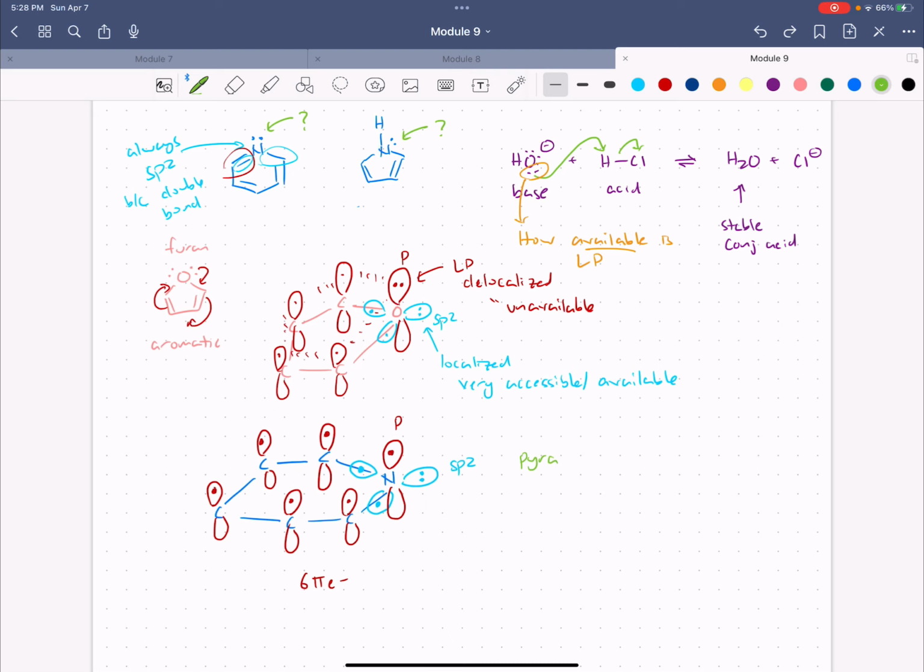Pyridine is aromatic. Add that to your list. And the lone pair is localized. It's accessible and localized, available to act like a base. That's because it's in an sp2, not part of the pi system.